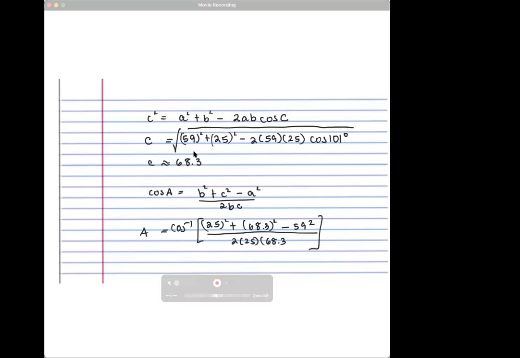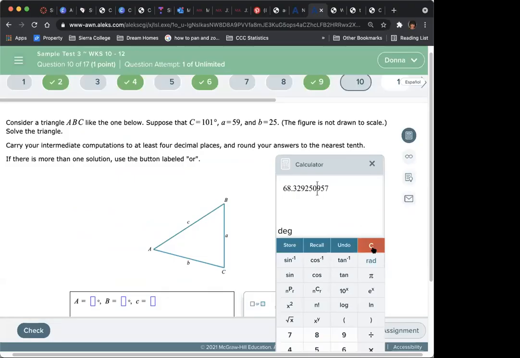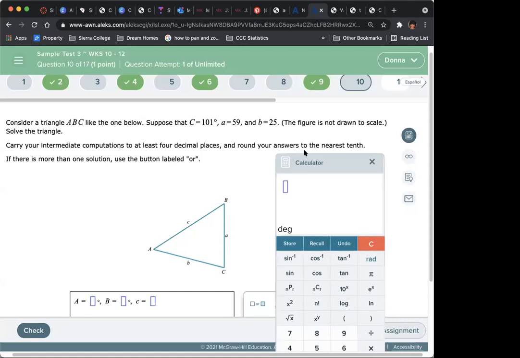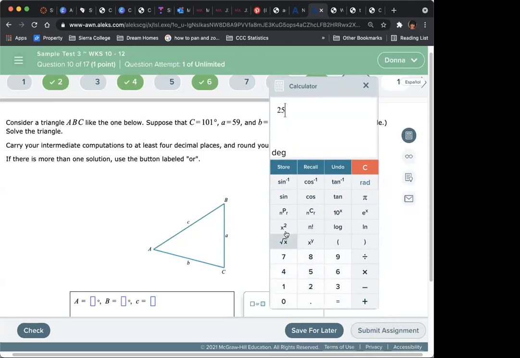So what I usually do is put the top part in, the argument, and then I'll highlight it and take the cosine inverse, sort of like what I did here. I put what was in the radicand, and then I highlighted it and took the square root. All right, so then I'm going to take that 25 squared plus 68.3 squared.